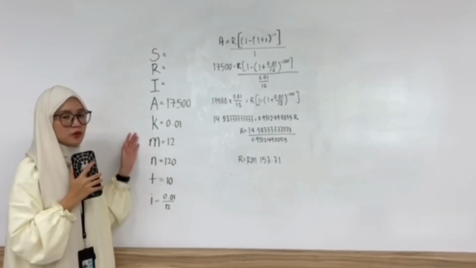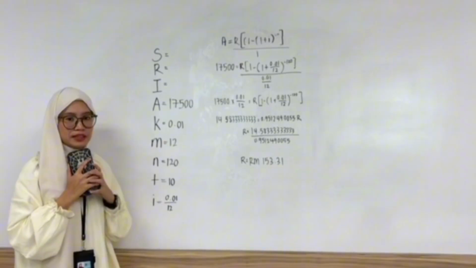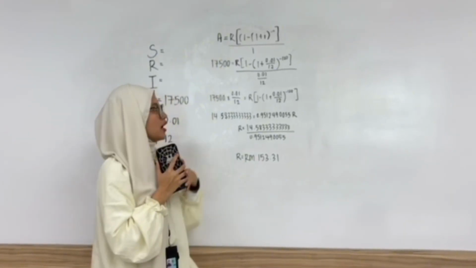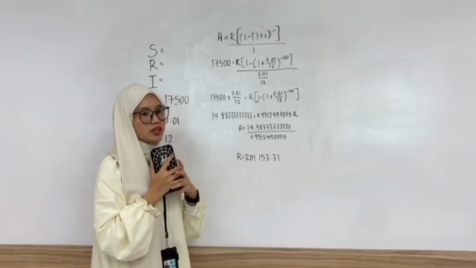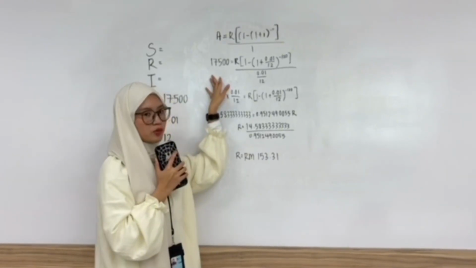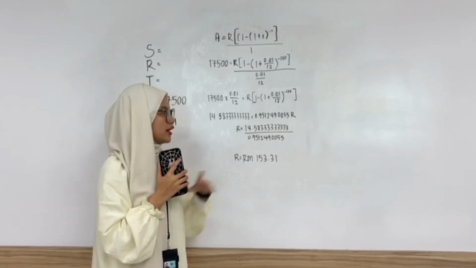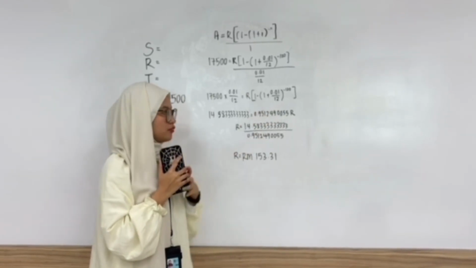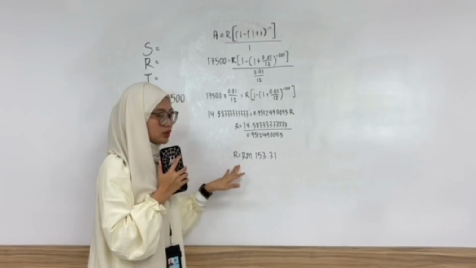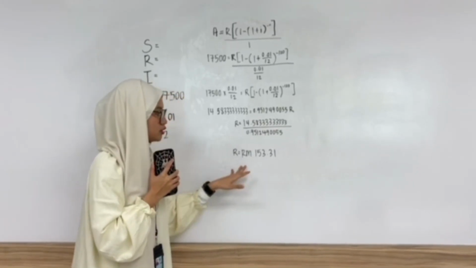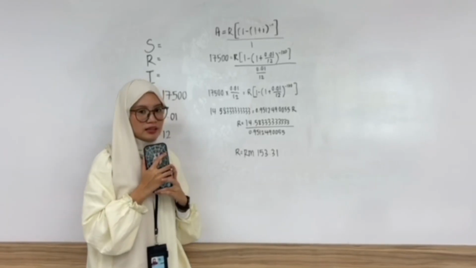First of all, we need to list out all the information given by the question. So, to find the monthly payment, we must use this formula. After that, we must put all the information given into the formula. We must solve the right side first, and then we must solve the left side. After calculating, the total is RM153.31. Then, this is the total that Aida needs to pay.